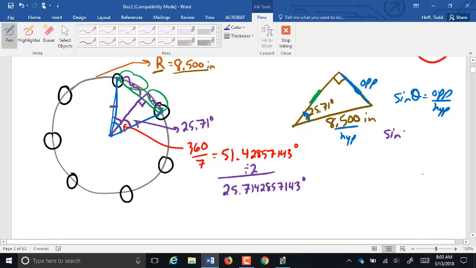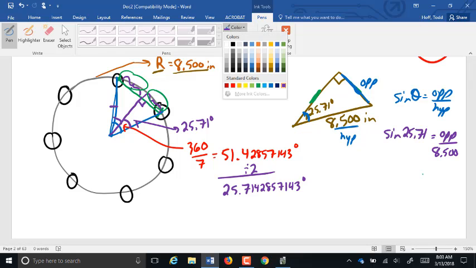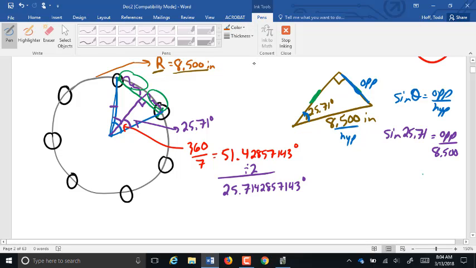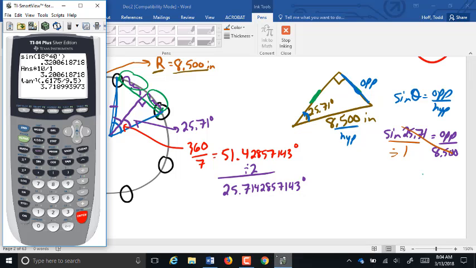Do I know the angle? Yeah, 25.71. Do I know the opposite side? No, that's what we're looking for. Do I know the hypotenuse? I better, because I can only have one unknown. Am I looking for a side or am I looking for an angle? A side. If I'm looking for a side, I put my trig function over 1 so I can cross multiply and divide. So that's going to be sine of 25.71 times 8.5 divided by 1.